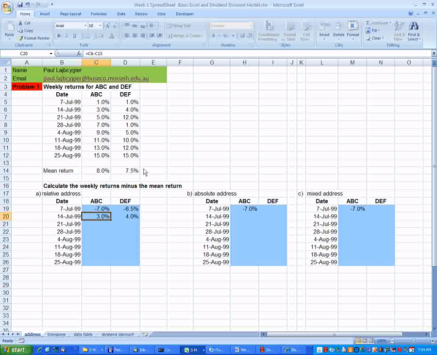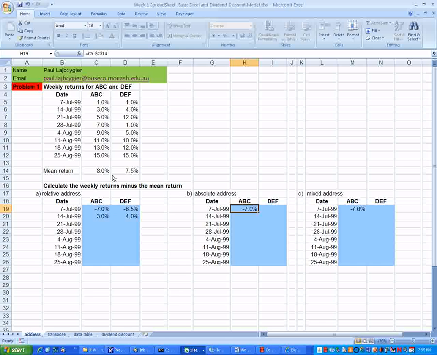But what if I look at the second week for stock ABC, or in fact DEF? Well, if I hit F2 now, you can see that the green box is actually below the mean return. The relative addressing has not retained the correct address or the correct cell when I've copied down, unfortunately. And that will create an error.